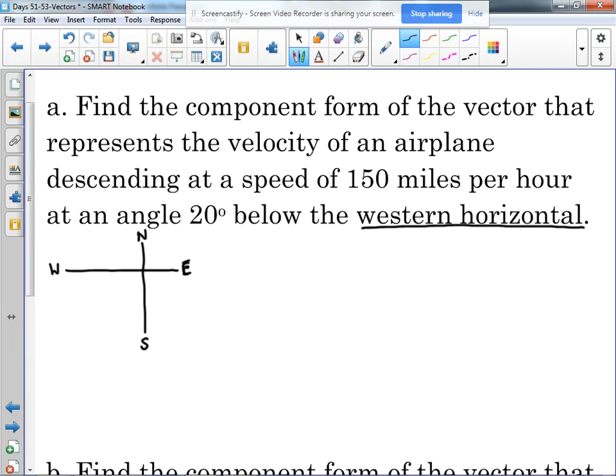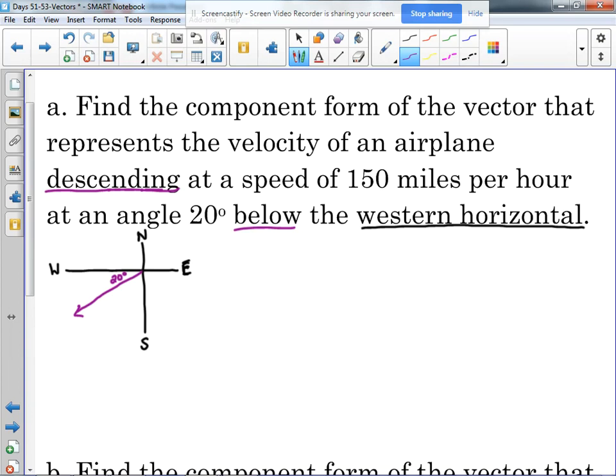So we are 20 degrees below the western horizontal. So 20 degrees below, and we are descending. Those are the two key words there: descending below the western horizontal. So we know that 20 degrees goes right there. So our plane is headed in that direction.